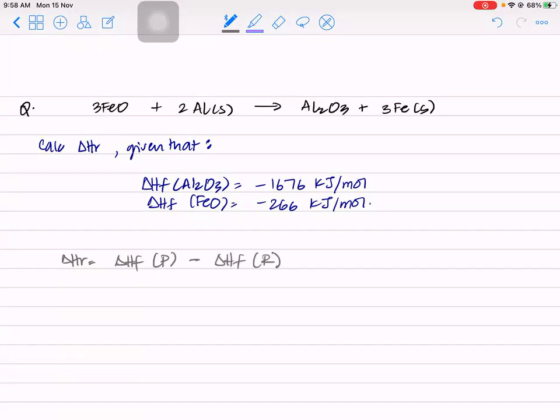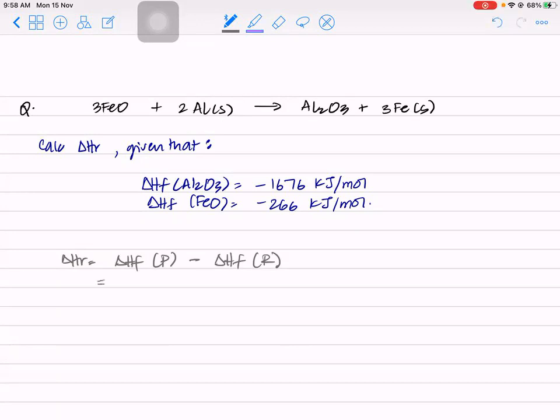Now, if you see in your products, what do you have? Aluminum oxide and iron solid. You've been given the formation of aluminum oxide. Have you been given the formation of iron? No. Why? Because it would be 0, because it is in its elemental form. So you will not regard this. This will not be part of your equation, because this would be 0. What about aluminum? Aluminum is also in its elemental form, so this would also be 0.